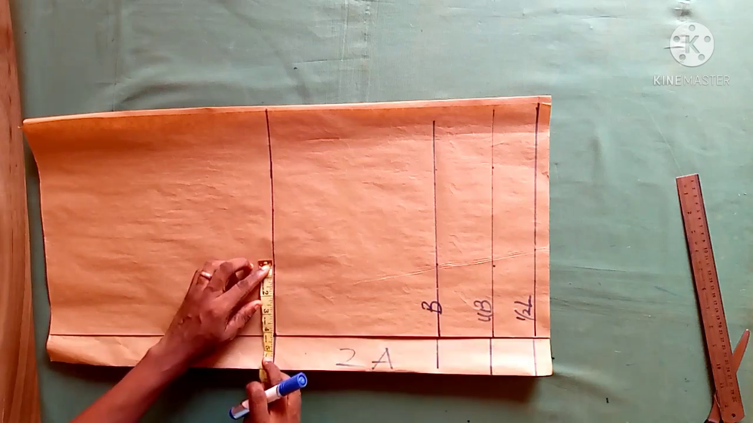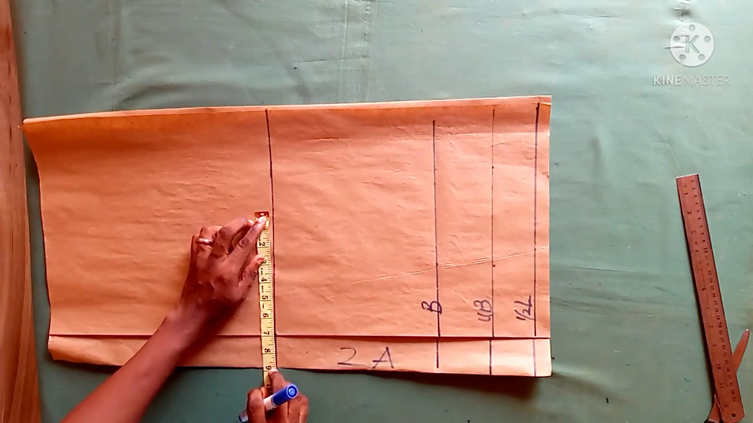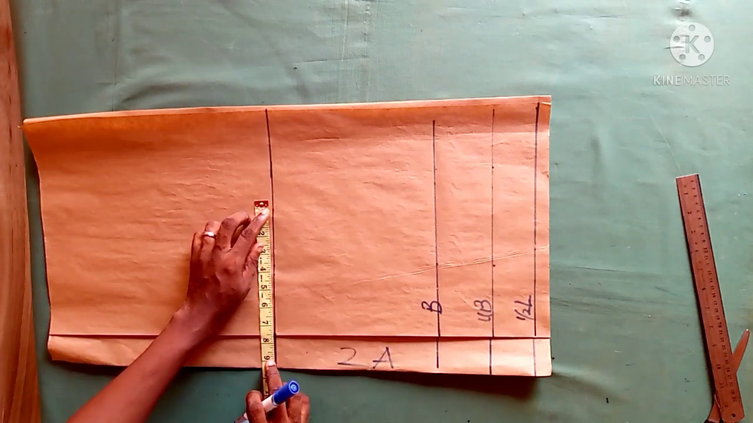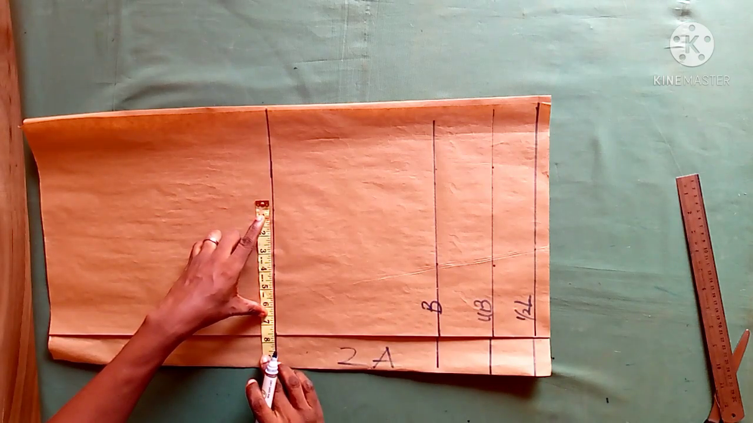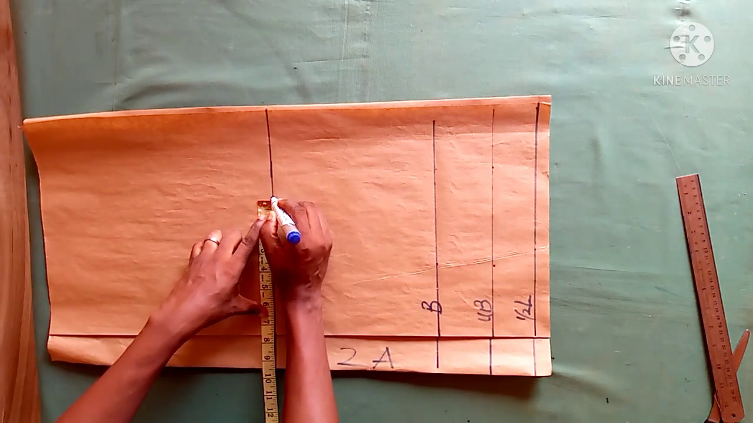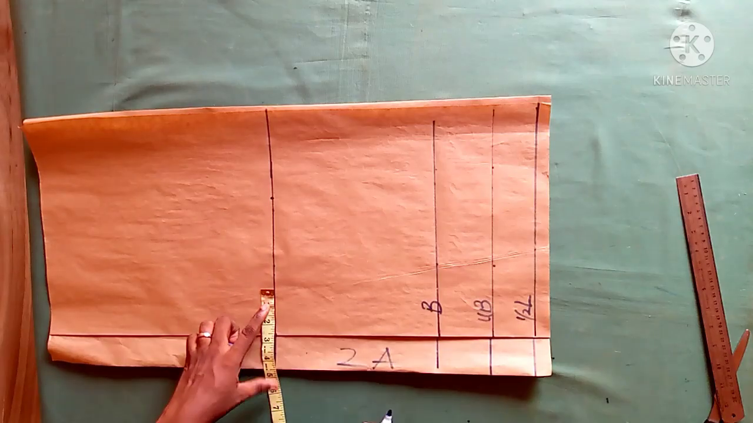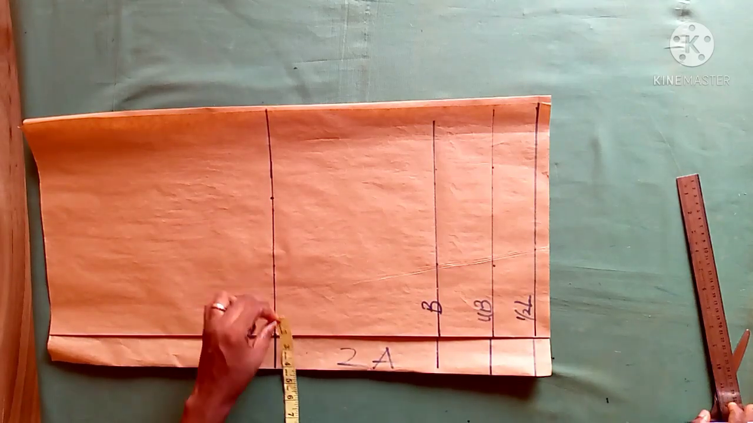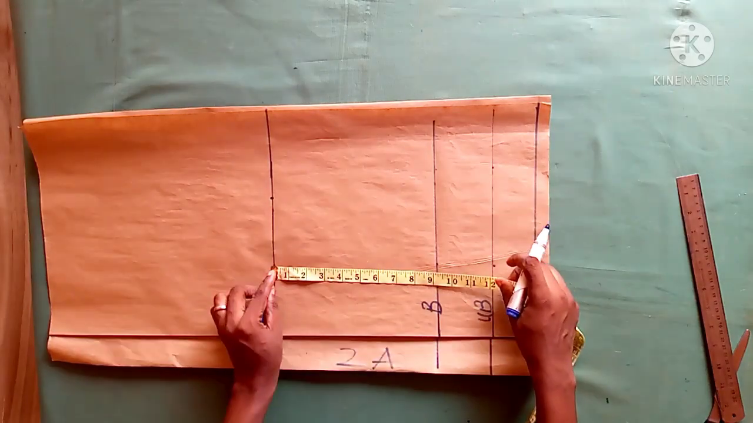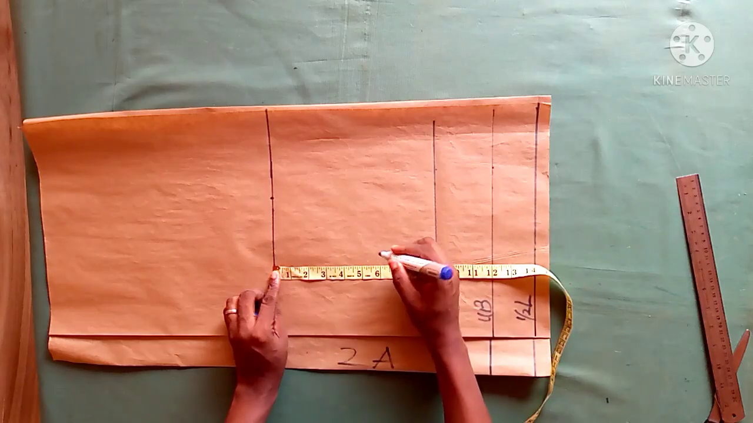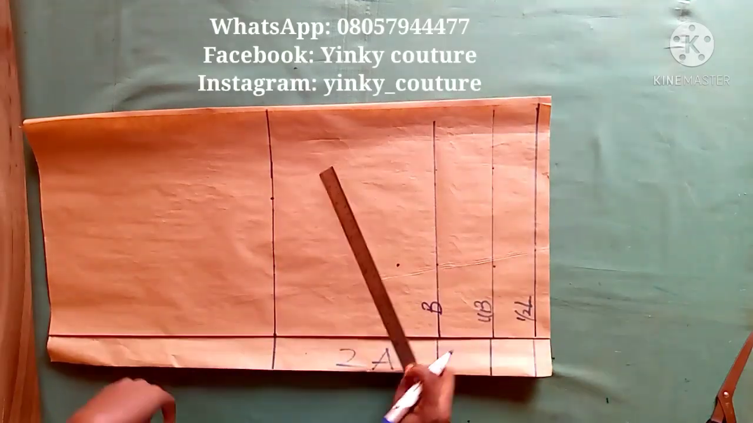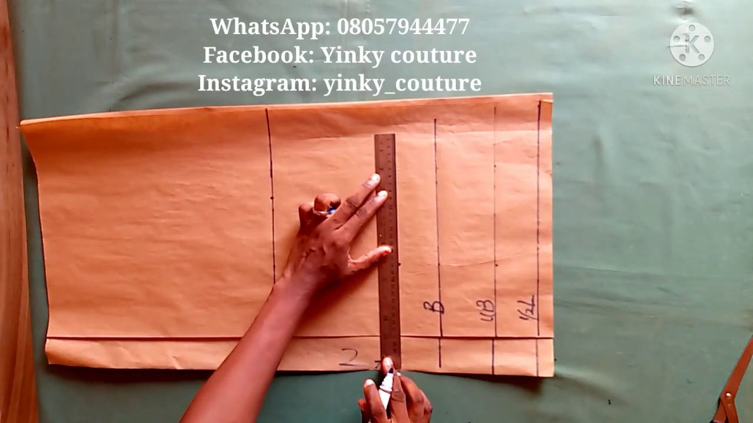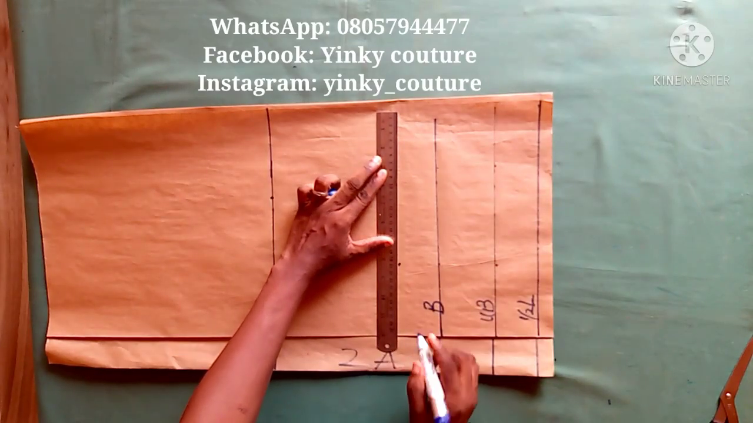So right now I'll take the shoulder measurement, and the shoulder measurement is 15 divided by 2, and it will give me 7.5. So I'll be taking 7.5 here because it is unfolded already. That's why we are taking 7.5. And the next thing to do is to take the upper chest measurement, which is 7 inches, 7 inches for this client that I'm making this dress for.